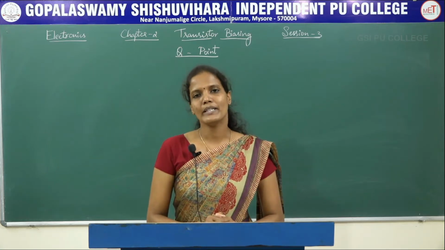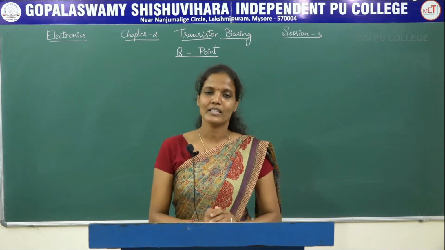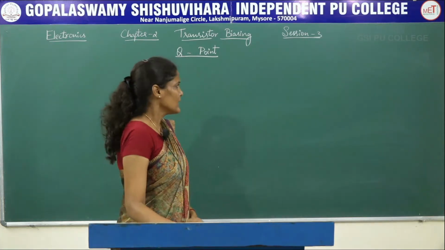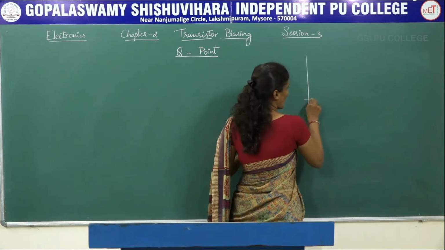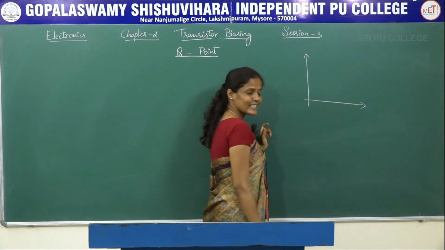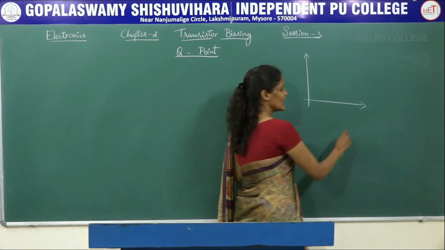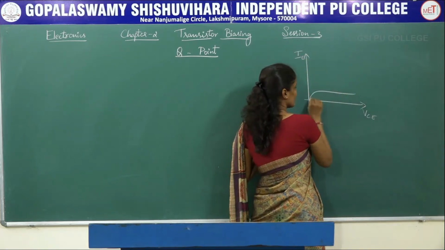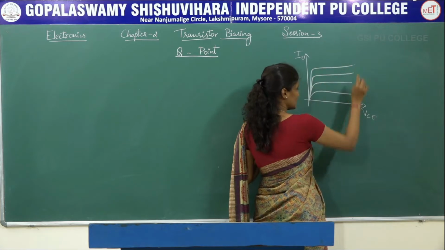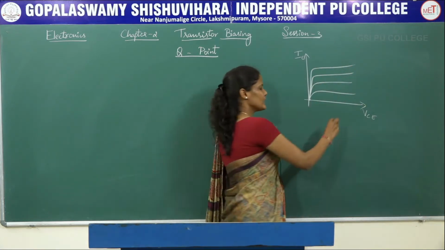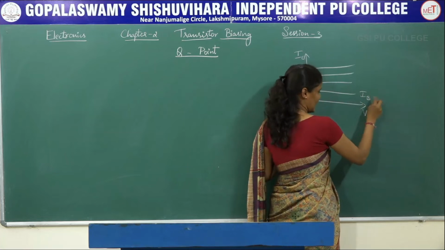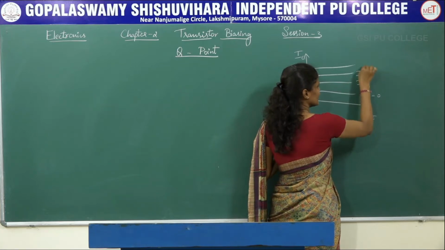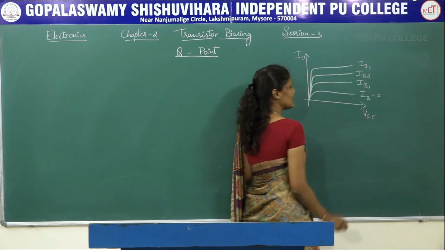In this session, I'll be dealing with what is called the Q point, which is nothing but the quiescent point and which is also called the operating point. In the last session I already told you output characteristics is nothing but a set of curves which gives the relationship between VCE and IC for different values of IB, for constant base current. So this is one IB value. If I consider this as 0 and these values as different base current values, so this is the characteristics.